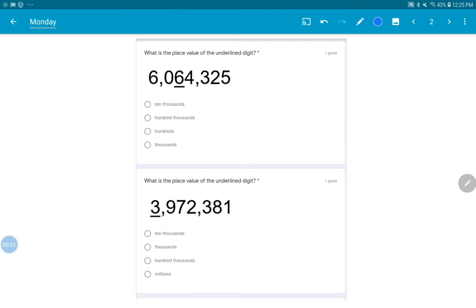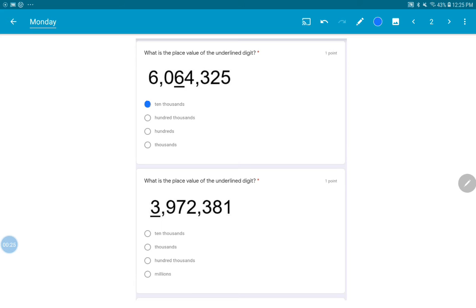The first question on today's daily math says, what is the place value of the underlined digit? There's a 6 underlined in the number 6,064,325. What is the place value of the underlined 6, Jaden? 10,000. Very good.